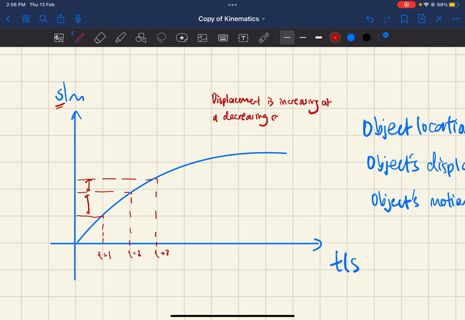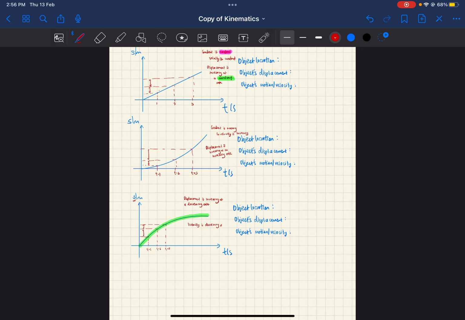Next one. So your gradient of the line represents the velocity. Think of your gradient as the steepness of the line again. Your gradient over here is getting gentler and gentler, which means that your velocity is decreasing because your gradient is decreasing as well. This one is important. So let's move on.